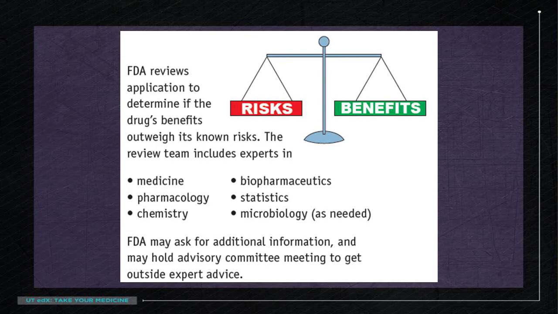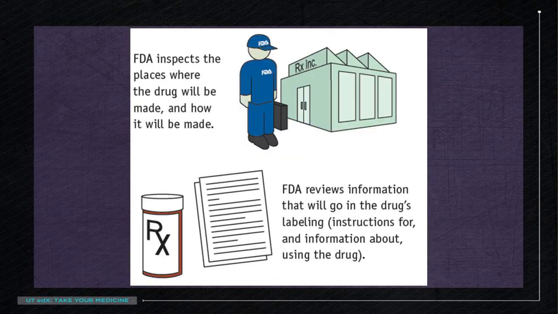The FDA also goes out and inspects the facilities where the drug is going to be made. And so they make certain that those facilities are adhering to good manufacturing practices and that they are making the drug in a robust, standardized way, and that the facilities are operating as they should be.